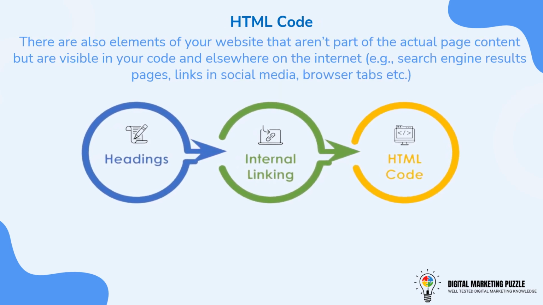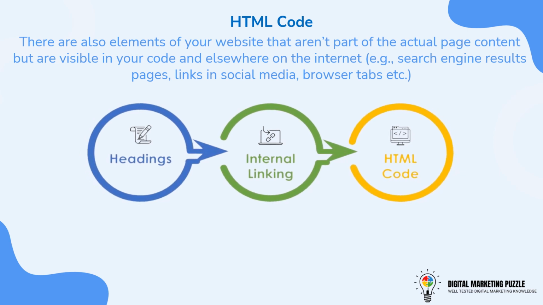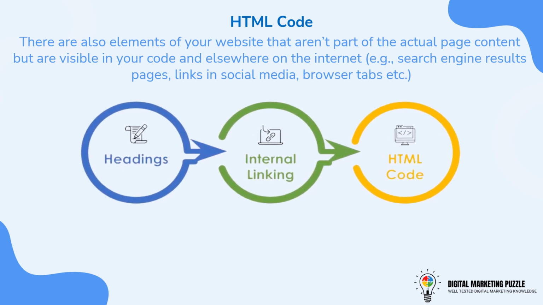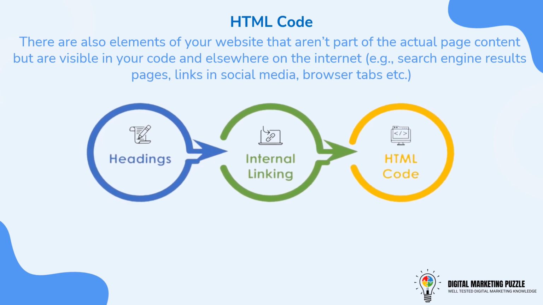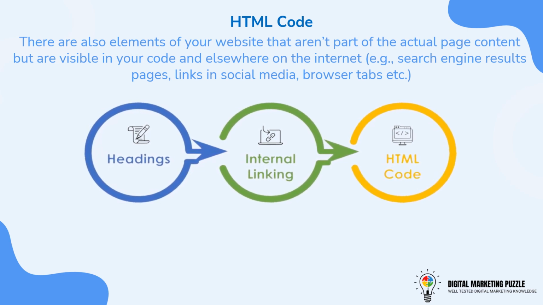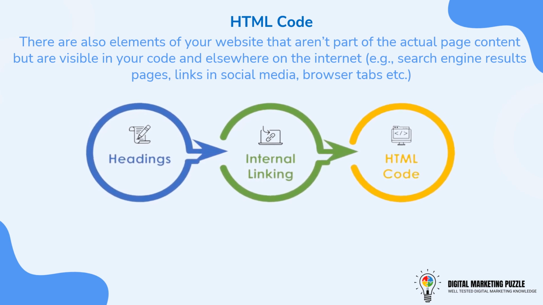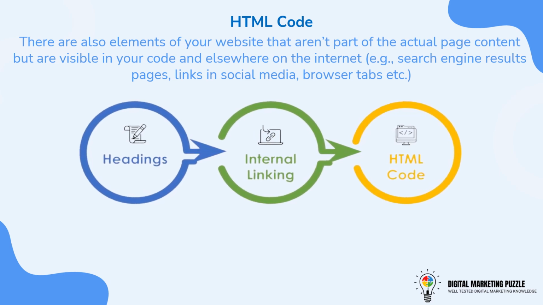HTML code. There are also elements of your website that aren't part of the actual page content but are visible in your code and elsewhere on the internet. For example, search engine results pages, links in social media, browser tabs, etc. While primarily created for accessibility purposes and for search engines, these optimization additions are also seen by real-life searchers.